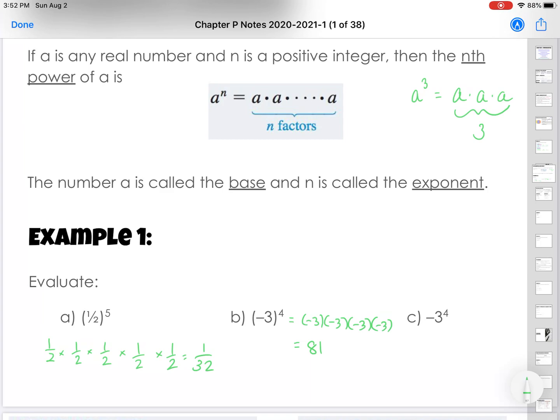C is a little bit different. If you notice, the negative is on the outside, so really what that means is -3 times 3 times 3 times 3, which gives us -81. There is a big difference between where those parentheses are sitting.